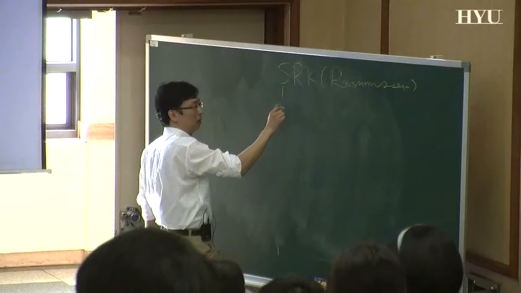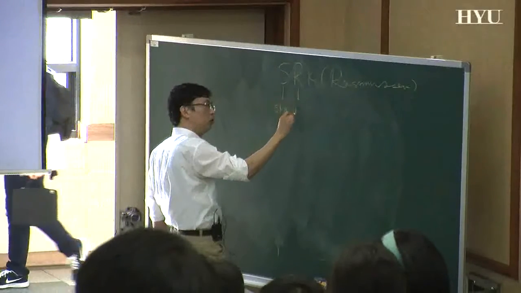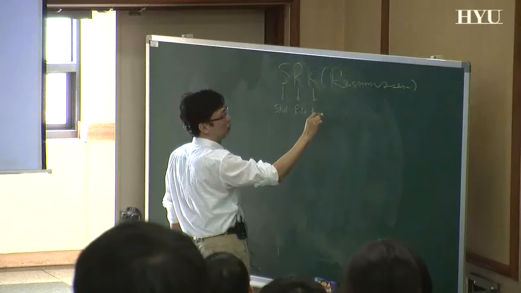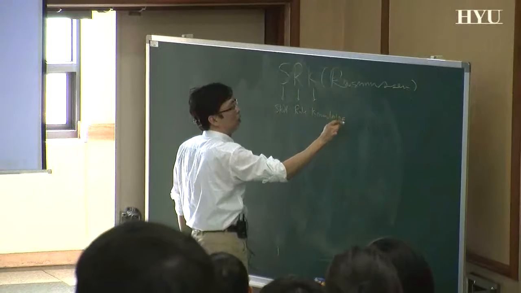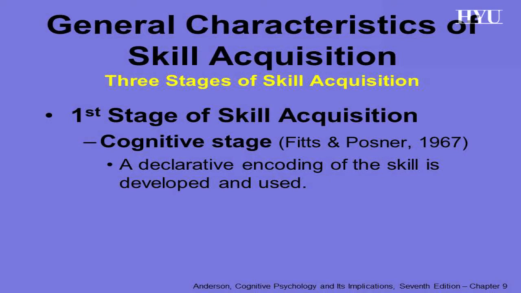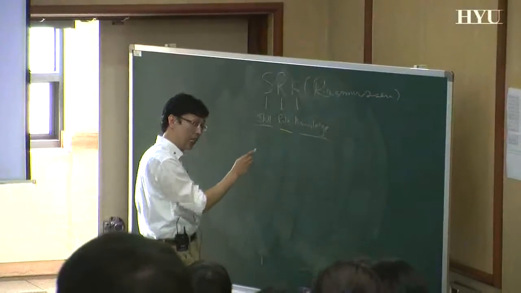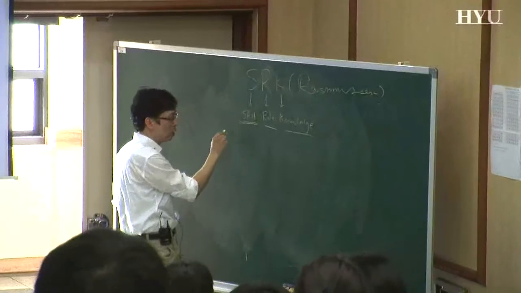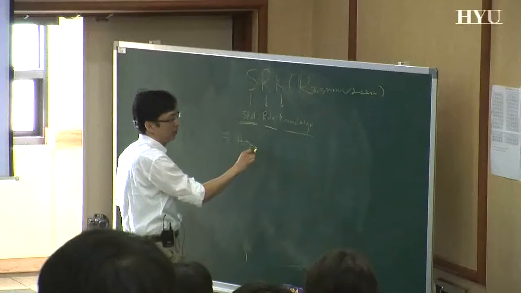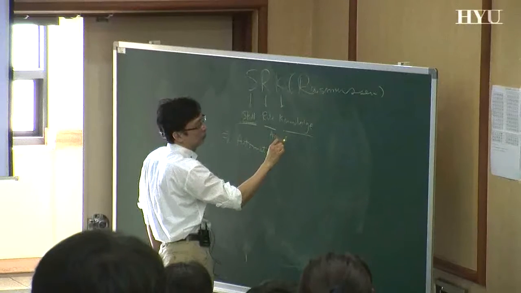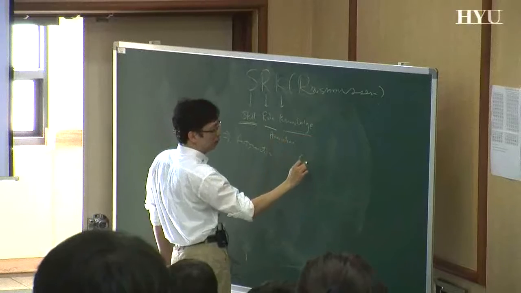Skill, rule, knowledge. This one, the Fitts and Posner, they mention very similar things like cognitive stage, associative stage, and that is automatic stage. So we can just map that: that is automatic, associative, that is cognitive.